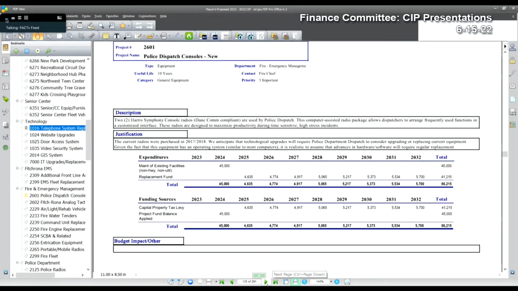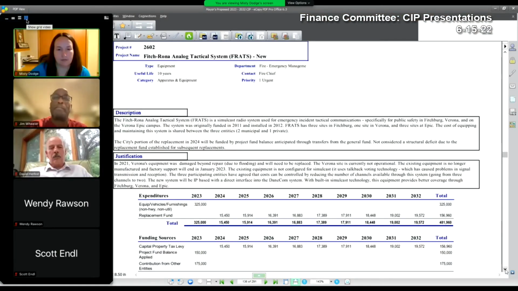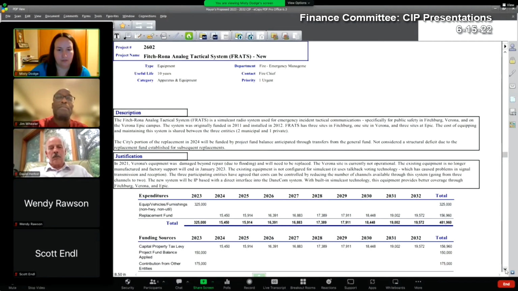That's the same time that Dane County will be replacing their dispatch consoles at the dispatch center, Dane County Public Safety Communications. So in order to try to stay consistent with those replacements and to stay compatible with DaneCom, we needed to look at that expense. So in 2024, that is a new expense being reported. I'll just continue on if you guys just stop me as I go, because I've got quite a few to get through. But project number 2602, Fitchburg Analog Tactical System, that's sort of what I explained before.